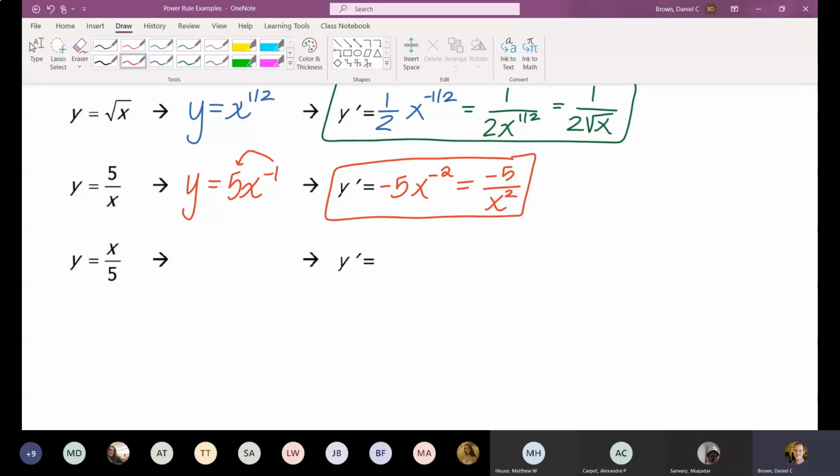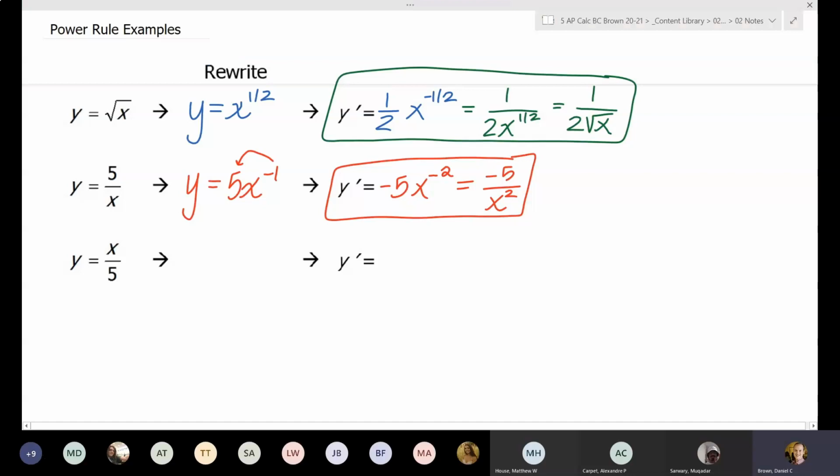And then this last one on here, I don't think anyone in this class would be confused by it, but I'll go over it just in case. X/5, a lot of students think about that as being like a quotient, but just know that if we see y is equal to x/5, that's the same thing as saying 1/5 of x. And we know that the derivative of 1/5 of x is just going to be 1/5.